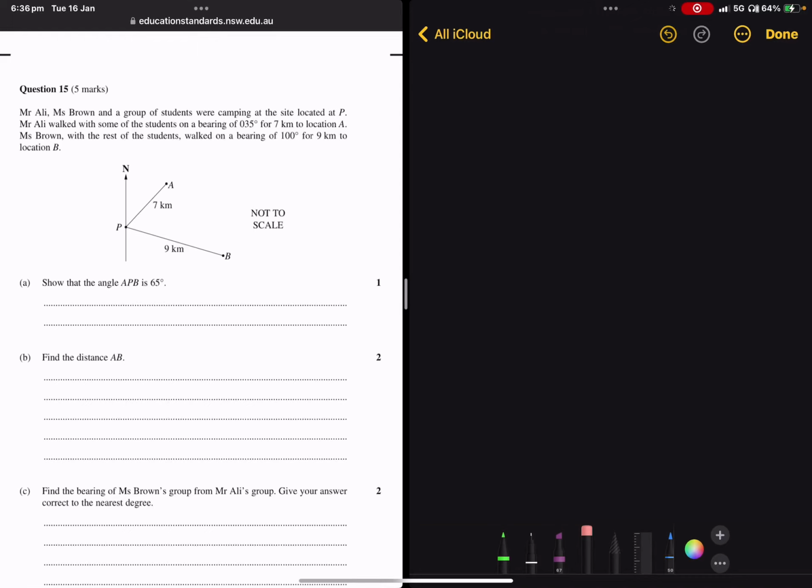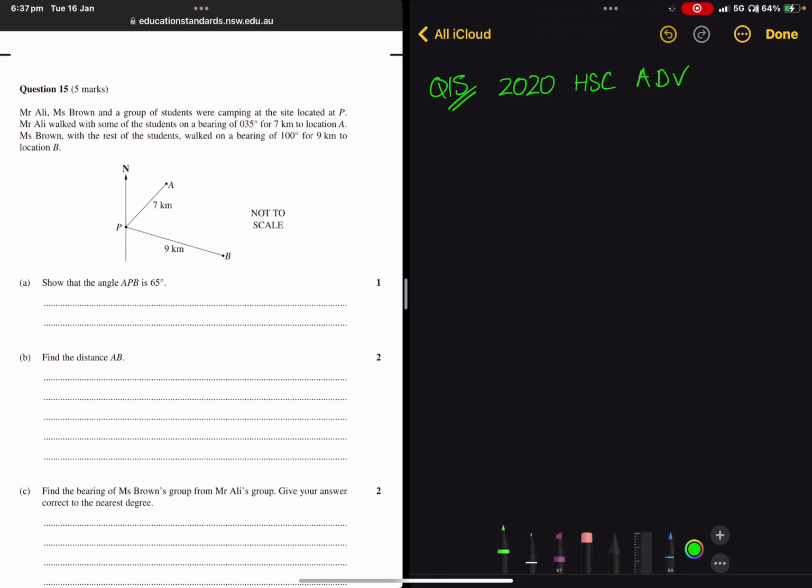So we're going to have a look at question 15. This is question 15 from the 2020 HSC Advanced Maths paper. This is a sort of geometry / trigonometry style question. There's a few different ways to get the different answers.